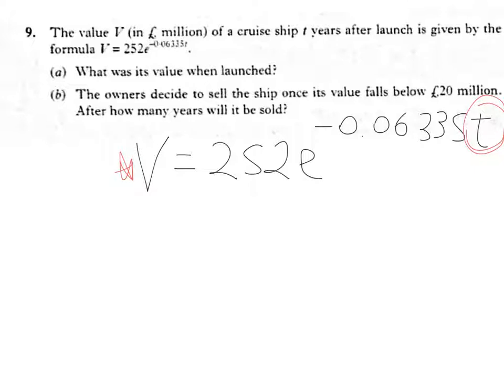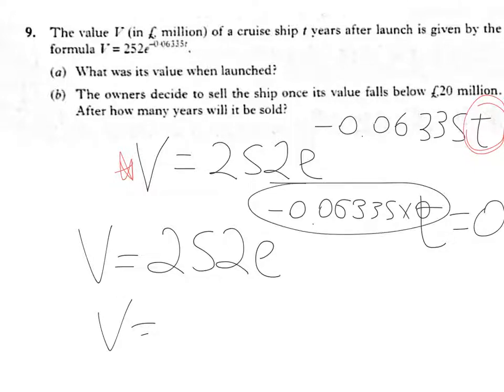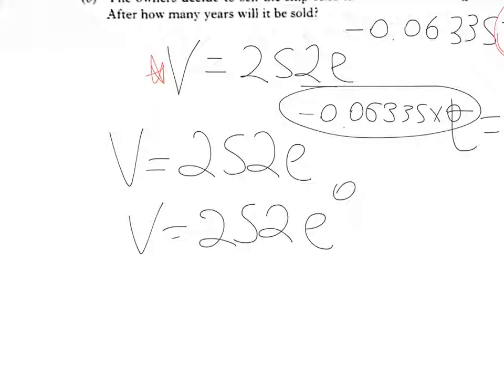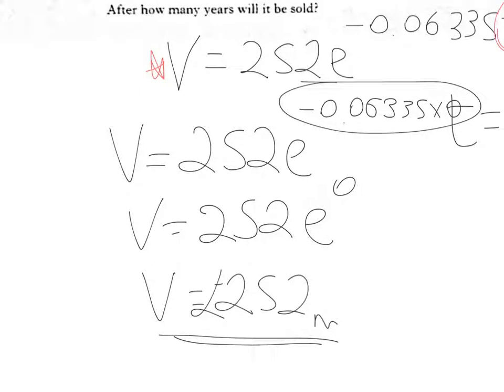Now, what's true when the thing's launched? What I can definitely say is true at that point is that t is equal to 0. So the value would be given by 252 e to the minus 0.06335 times 0. Now that means that full power would collapse down to 0, so it's 252 e to the 0. Anything to the power 0 is equal to 1. Therefore it's 252 times 1. So it's in millions of pounds, remember, and the final answer would be 252 million pounds. 252 million pounds for the value of the ship when it's launched.